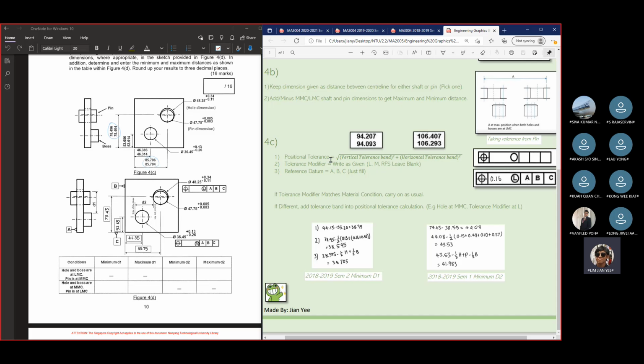If you didn't know, the two outside dimensions refer to the pin, this thing. Let me just draw first. So the blue matches with the blue and the red matches with the red. What does it mean by positional tolerance? I assume you all know what a vertical tolerance band is. Basically it's the difference between the top value and the bottom value. For this case, the top value is 78.496 and the bottom value is 78.404.